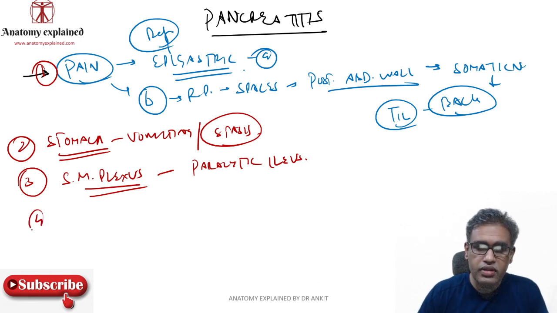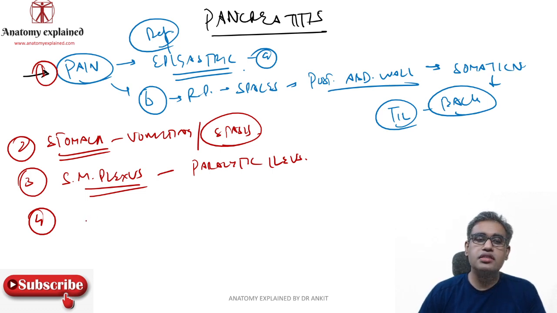What else could be anatomically related over here is that along with the aorta and the superior mesenteric artery, there are other vessels like the portal vein. You have the portal vein and the superior mesenteric vessels, both of these.